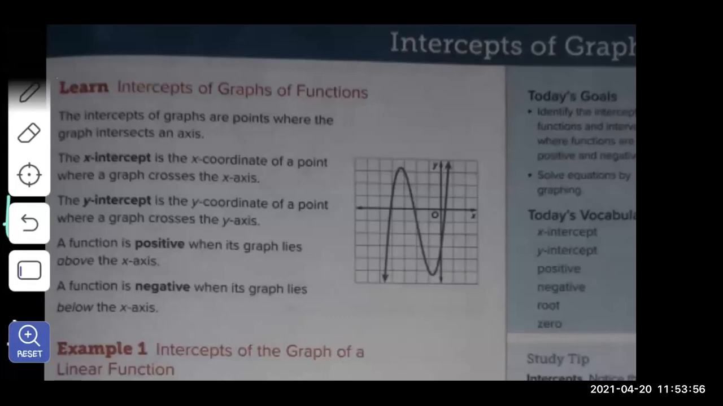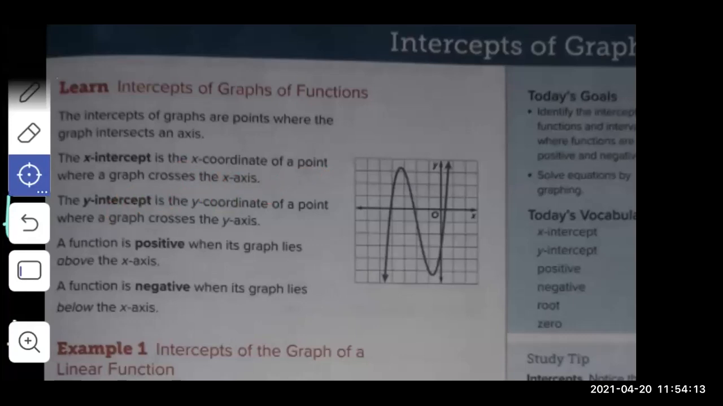Let's get down to this one: intercept of graphs. We know that intercepts are points where the graph intercepts an axis, where they touch either the y or x axis. The x-intercept is the x coordinate of a point where a graph crosses the x axis.